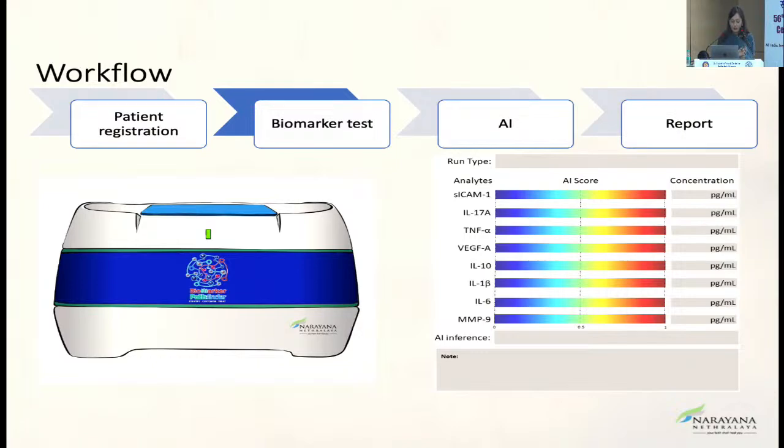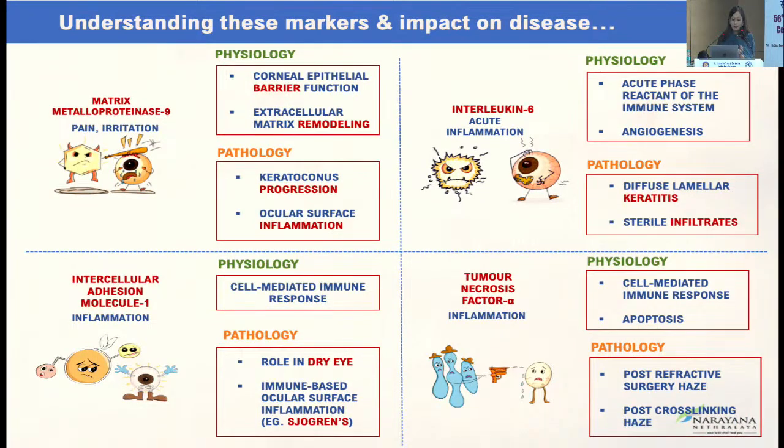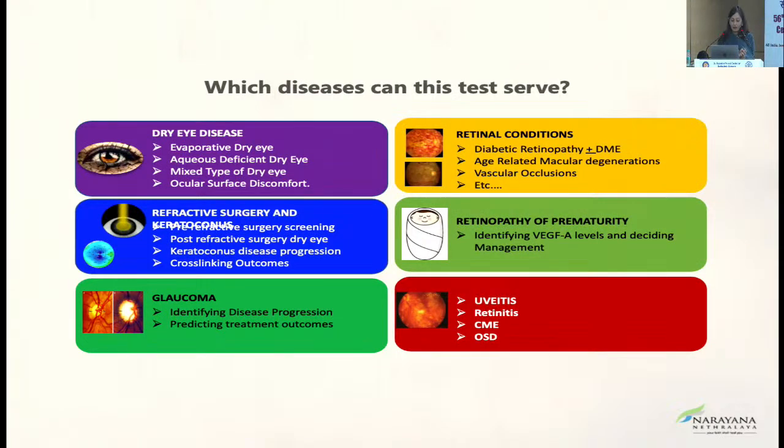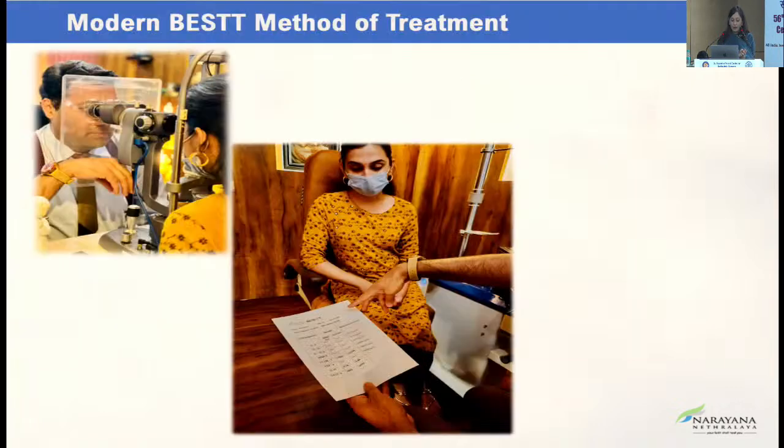Now, why did we choose these biomarkers? Because these biomarkers have a lot of role in not just dry eye, but other ocular surface inflammations, keratoconus, your DLKs, sterile infiltrates, and post-refractive surgery or cross-linking haze. It also has a role in your Sjogren's disease, and apart from corneal and ocular surface conditions, it can be used for your retinal conditions. ICAM1, VEGF and IL-17 play a very major role in diabetic retinopathies and ARMDs. So these biomarkers are not just chosen from one disease perspective, but from multiple disease perspectives, and this is what we are looking at.